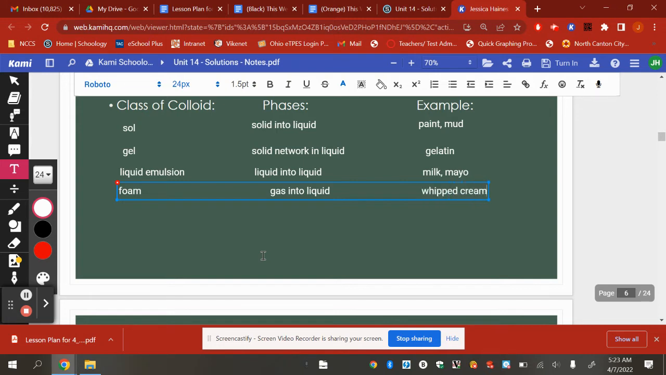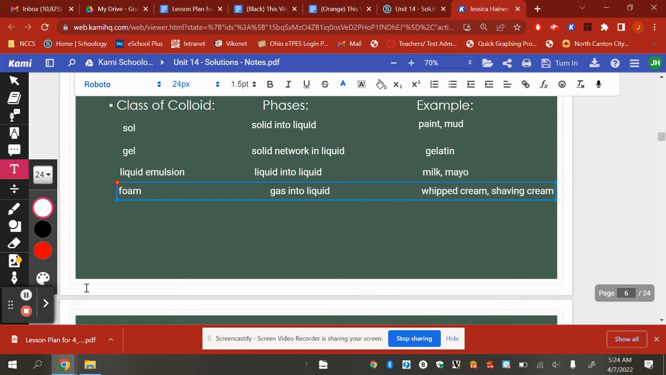Whipped cream, right? Because in the whipped cream container, you can hear the liquid in there, right? That's the liquid, that's the solvent it's getting dissolved into. And then when you push the little button, you're pumping gas into it. Gas particles are going into the liquid in making whipped cream. Also, shaving cream is an example of this for the same reason. Even the shaving cream that you put into your hand and it's a gel, and then you rub your hands together and it foams up, you are adding gas into that liquid and creating a foam colloid.